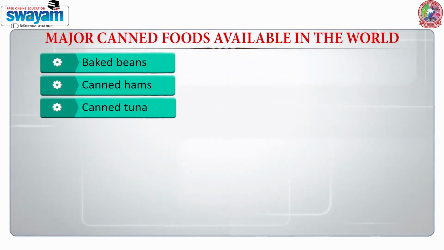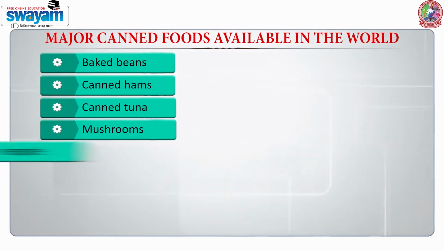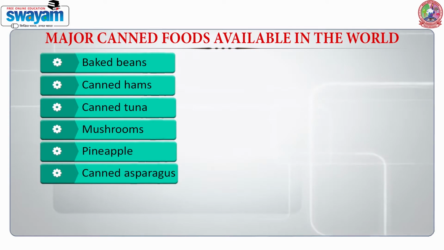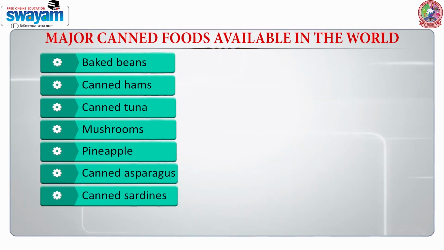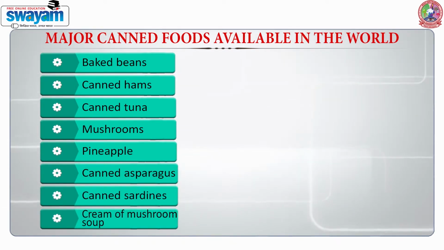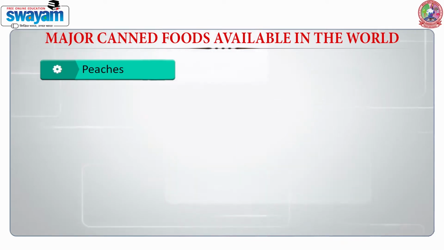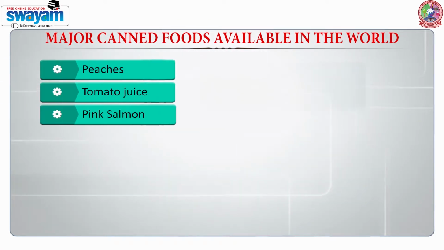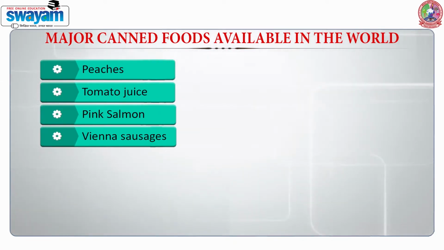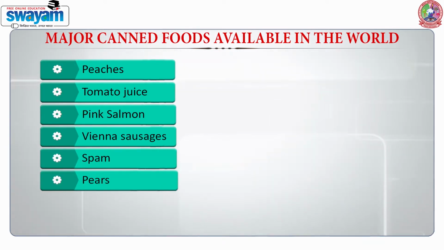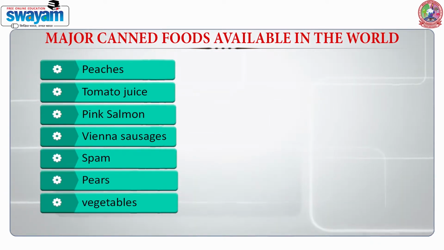Throughout the world, canning is attempted for a wide variety of foods. These may include baked beans, canned hams, canned tuna, mushrooms, pineapple, canned asparagus, canned sardines, cream of mushroom soup, peaches, tomato juice, pink salmon, sausages, spam, pears, vegetables, etc.